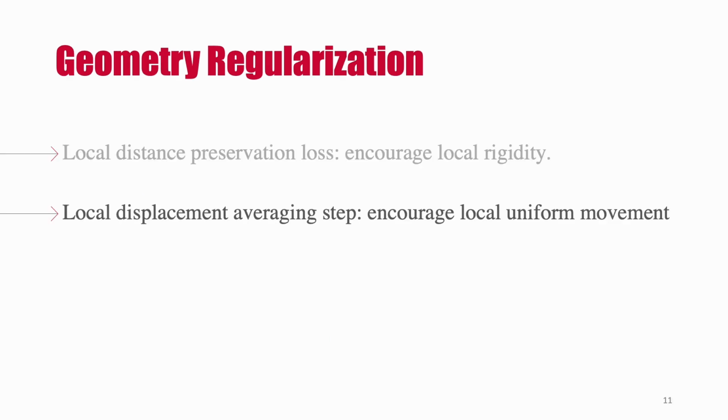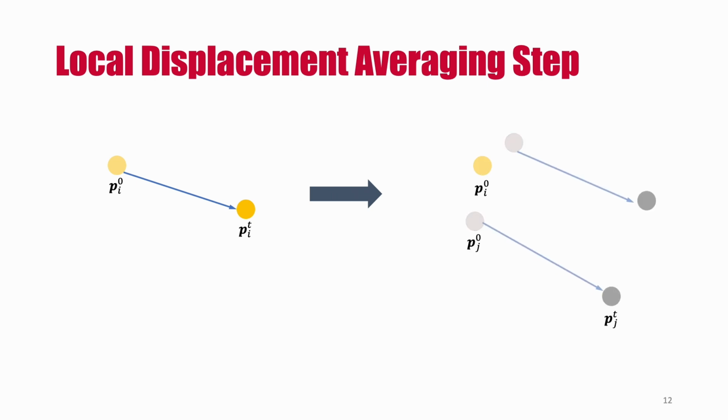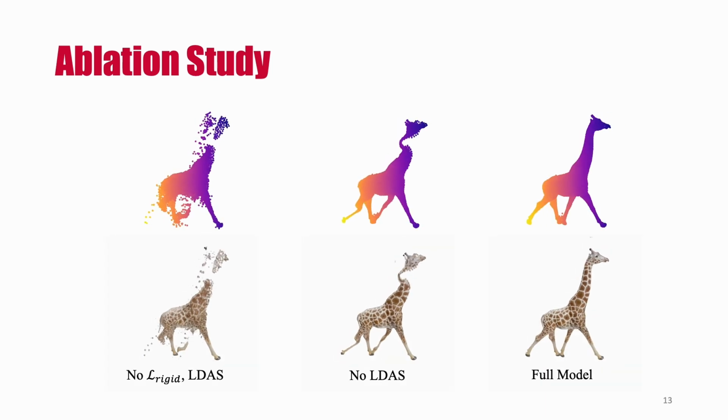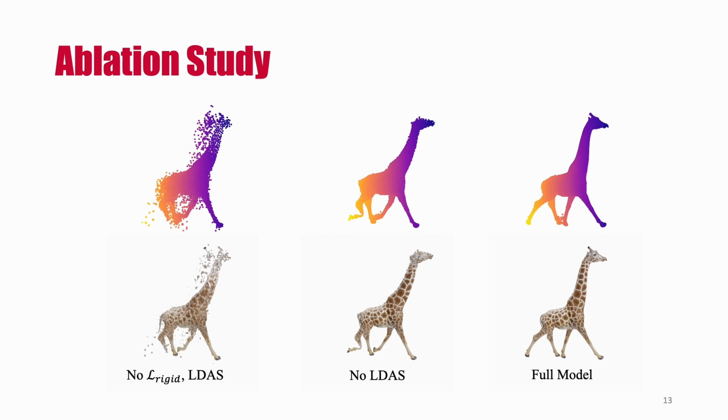Since the first loss does not consider the direction of motion, we further add a regularization step to encourage local uniform movement. Specifically, for each point at each time step, we record its displacement from its initial position in the start state. We then adjust this displacement to be the average displacement vector of its k-nearest neighbors in the start state. As shown here, these two regularization techniques can preserve the object's geometric structure effectively.